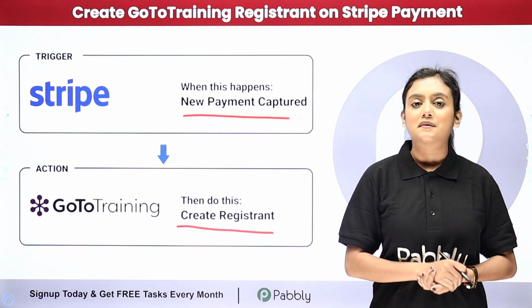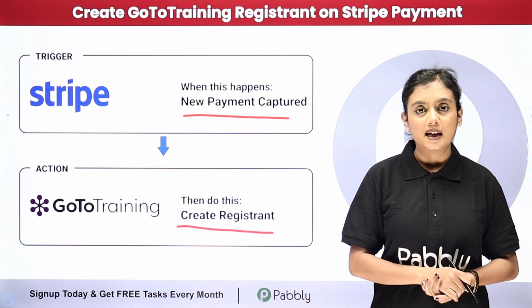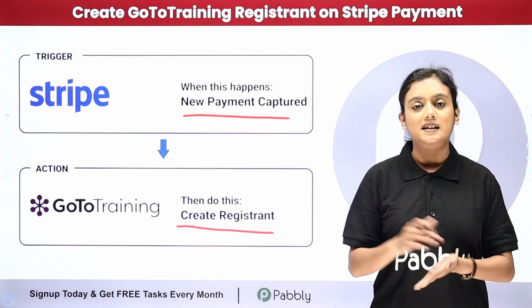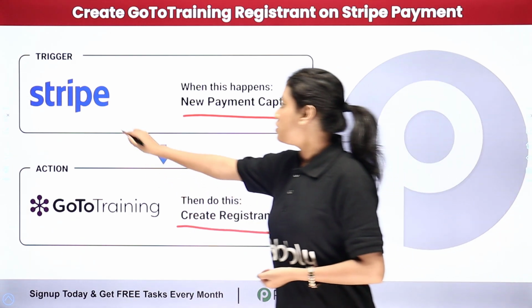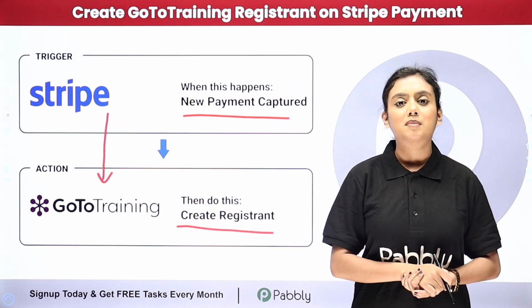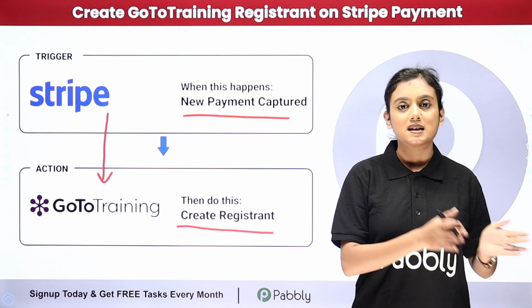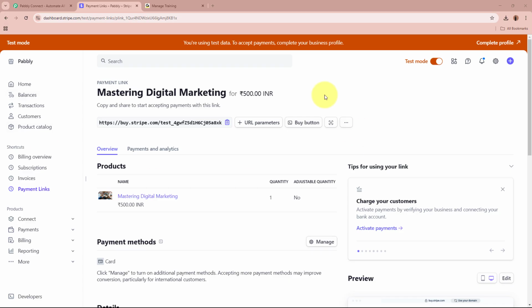So what I've done is I've simply automated this entire process with the help of Pabbly Connect, which is an amazing automation and integration software. And here in this automation, I'm going to build a connection between Stripe and GoToTraining with the help of it. So if you also want to learn about this amazing automation process step by step, for that let me take you to my screen. In this video, we're going to learn how to create GoToTraining Registrant on Stripe payment.